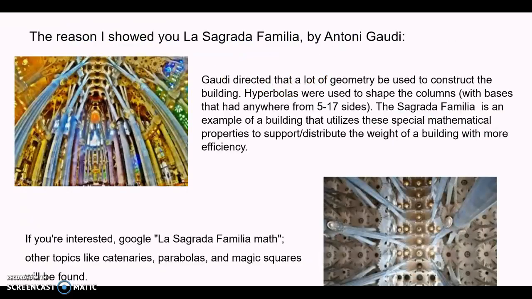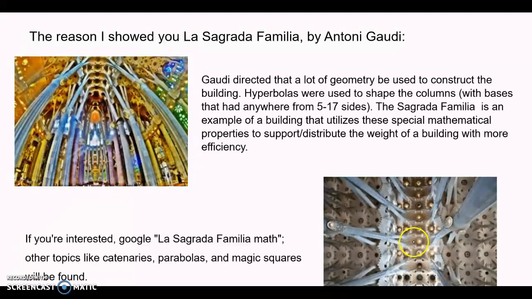La Sagrada Familia was designed by an architect named Antoni Gaudi. The reason I'm bringing this up is Gaudi actually used a lot of mathematics in the buildings he designed. In La Sagrada Familia, he used hyperbolas to shape the columns. Interestingly, there were 5-sided columns, and then there were 17-sided columns, and that was the highest number of sides that a column had. It's really interesting why he chose those numbers.